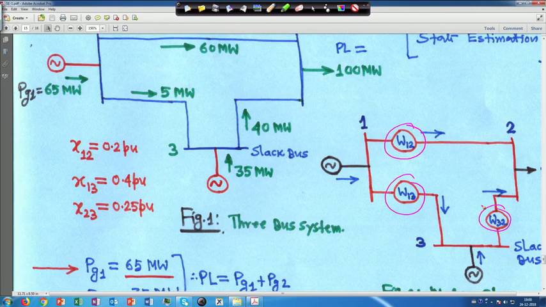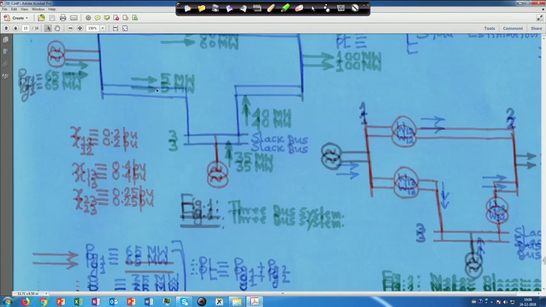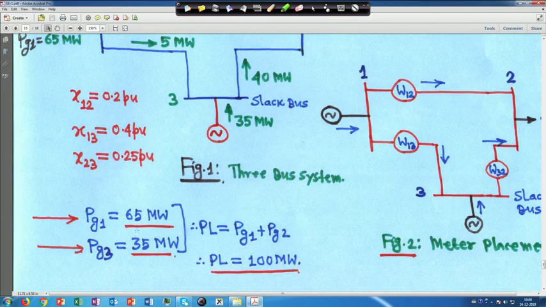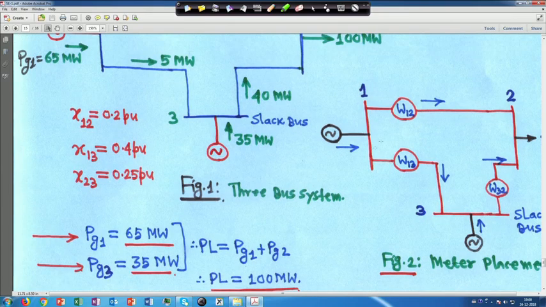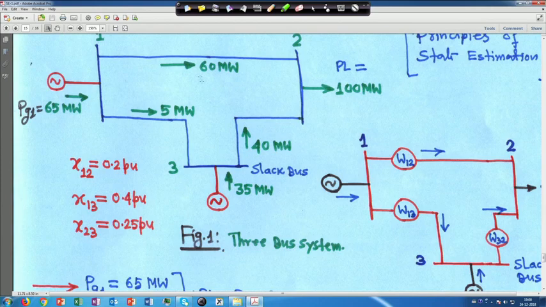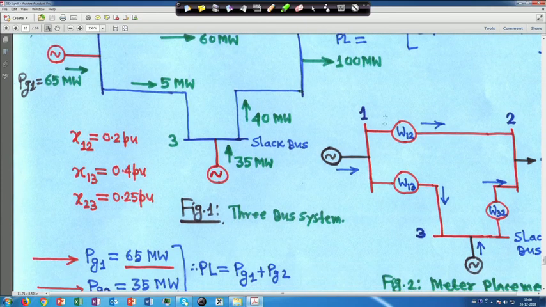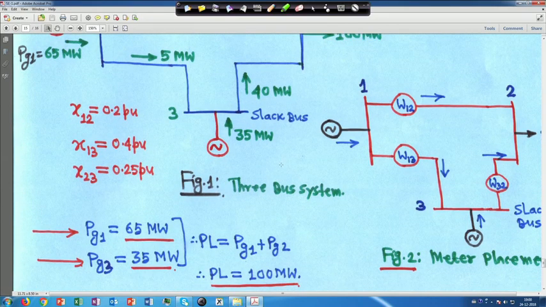So it is in line 3 to 2, and bus 3 is actually the slack bus. So now the 3 bus system. Initially I told you that all the data is given: Pg1 is 65 megawatt, Pg3 is 35 megawatt, and PL is equal to Pg1 plus Pg3, 100 megawatt. Say this is the correct one. Now we are measuring the power flows in line 1 to 2, line 1 to 3 and line 3 to 2 by 3 meters, W12, W13 and W32. So that is your meter placement.